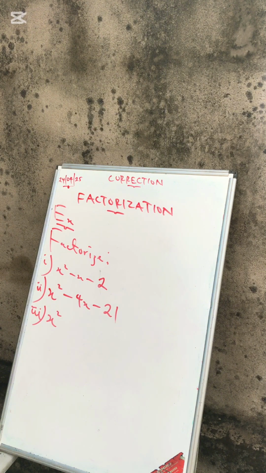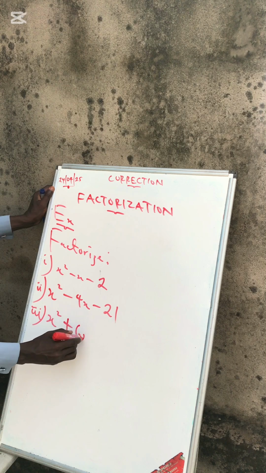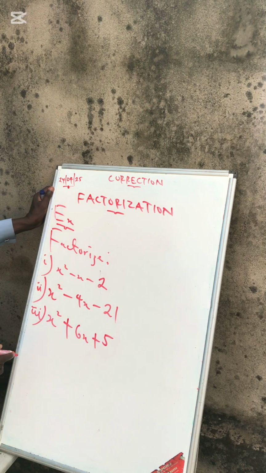X squared plus 6x plus 4. Take it. What does that mean? Find the factors of. Exactly.